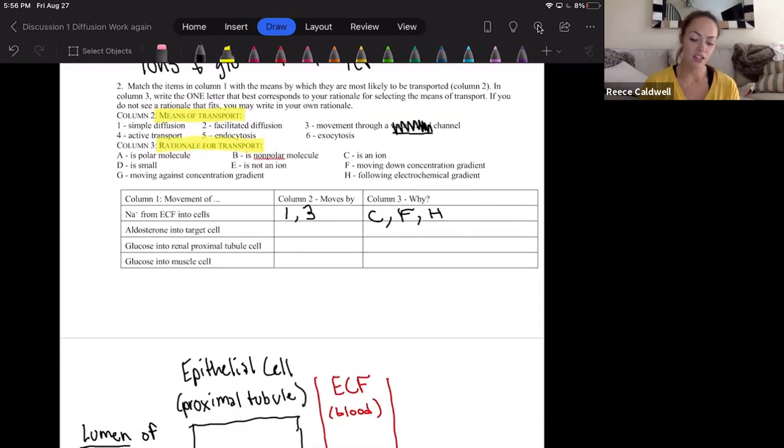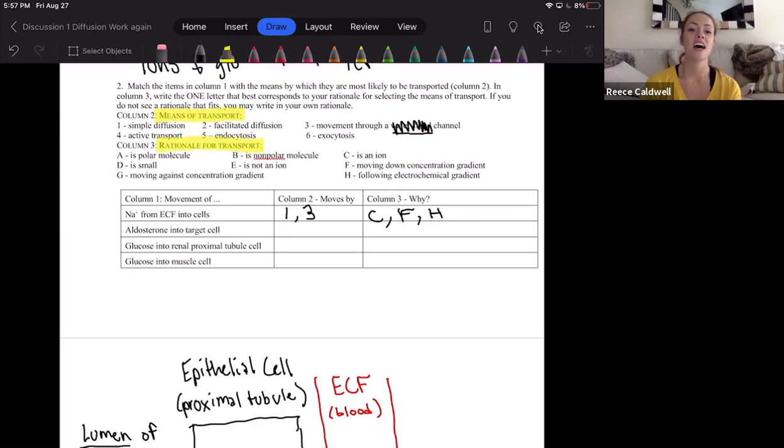All right, nice. So our next example that we're going to talk about is aldosterone moving into a target cell. Aldosterone is one of our steroid hormones. It's a pretty small non-polar molecule. We're going to learn a lot more about it in future lectures. You aren't expected to know what it is now, but aldosterone is going to move into some type of target cell. But again, it is a small non-polar molecule.